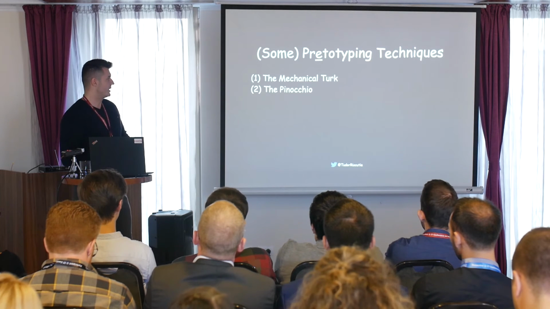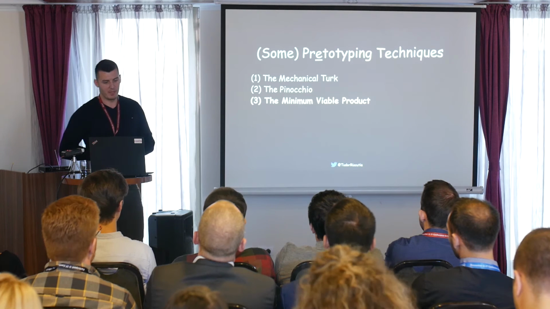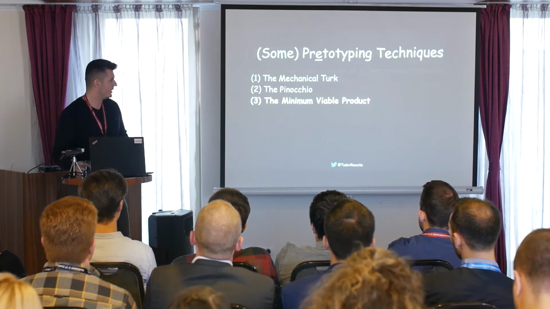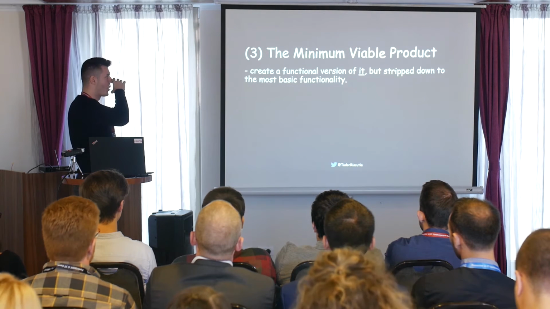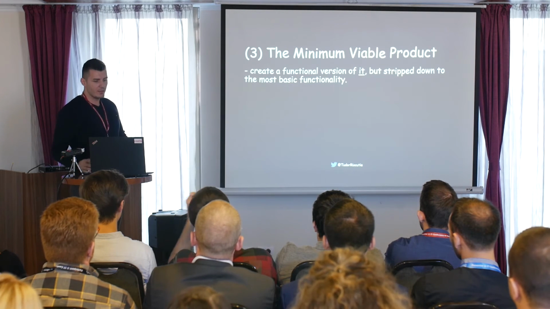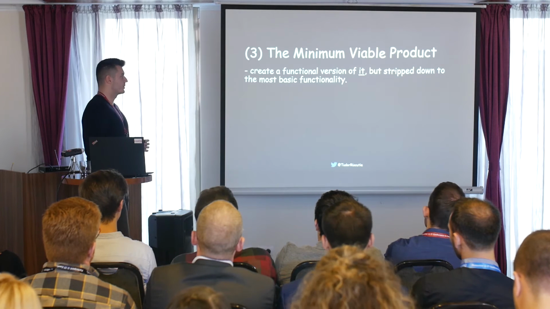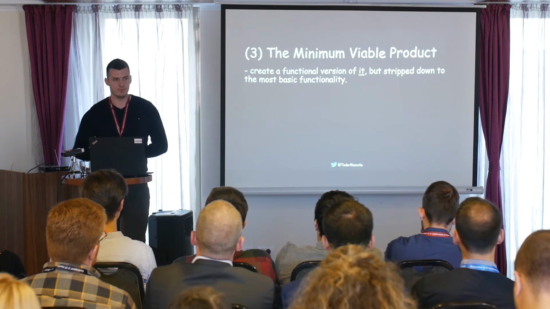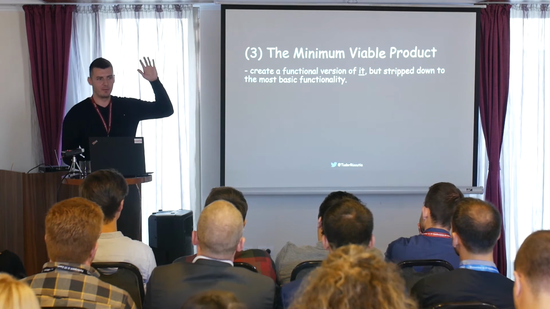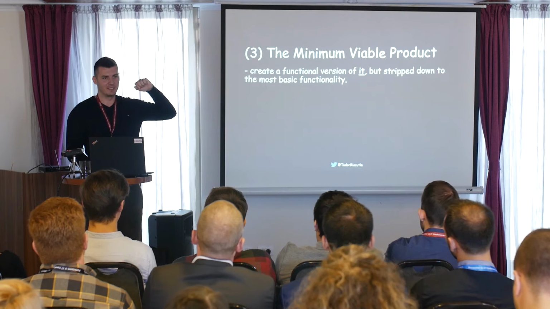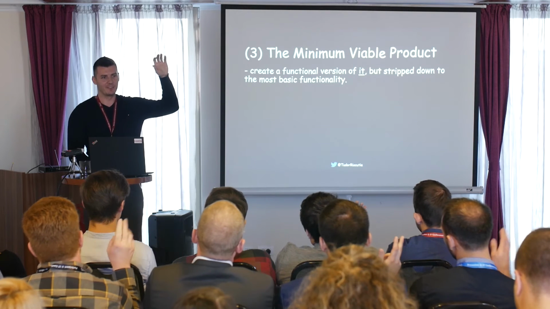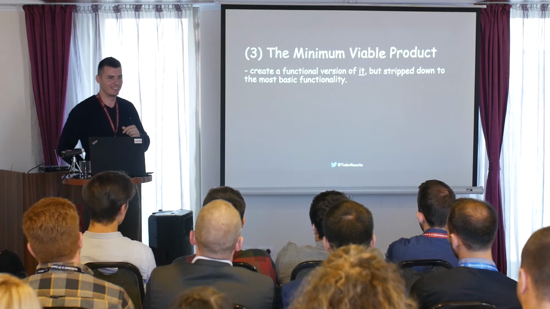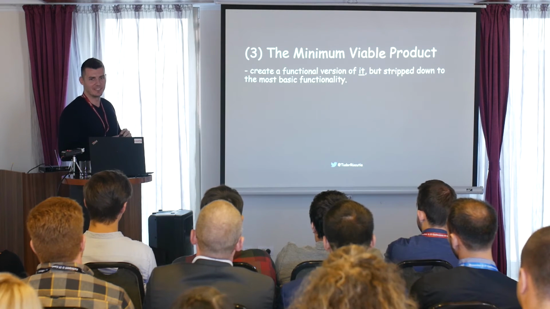The third prototyping technique, and I'm sure this one most of you are familiar with, it's called the minimum viable product, or the MVP. What is the MVP? You create a functional version this time of your product, but you strip down to the most basic functionality. So how many people here built an MVP or some kind of thing that resembles an MVP? Okay, and all of you work in Agile Scrum mode, I assume. Yes, no, yes. But you all know what Scrum is, I hope.